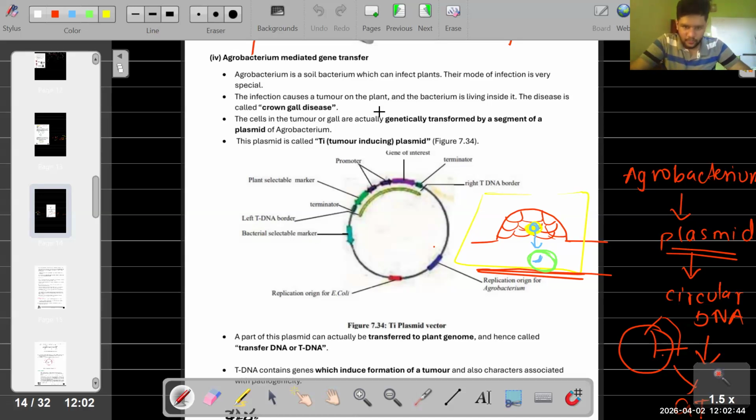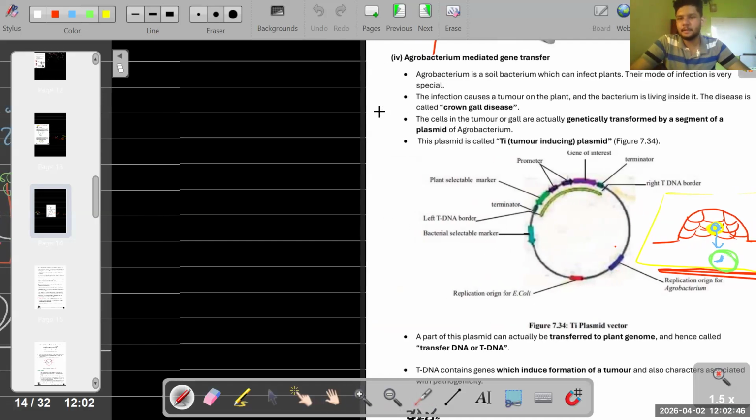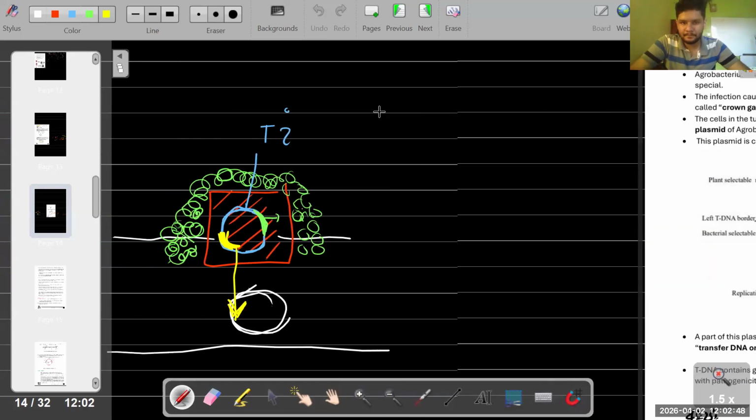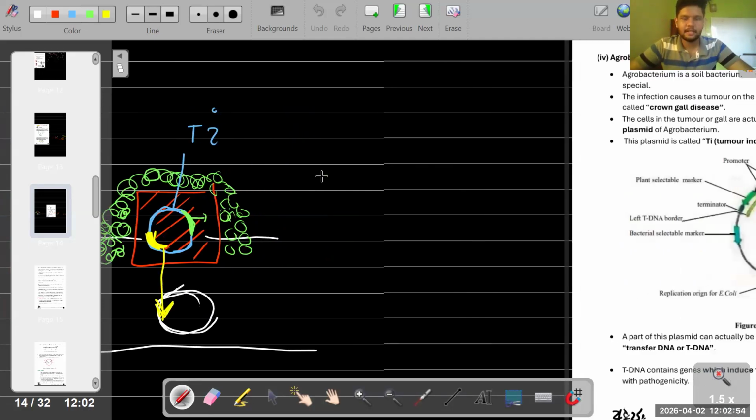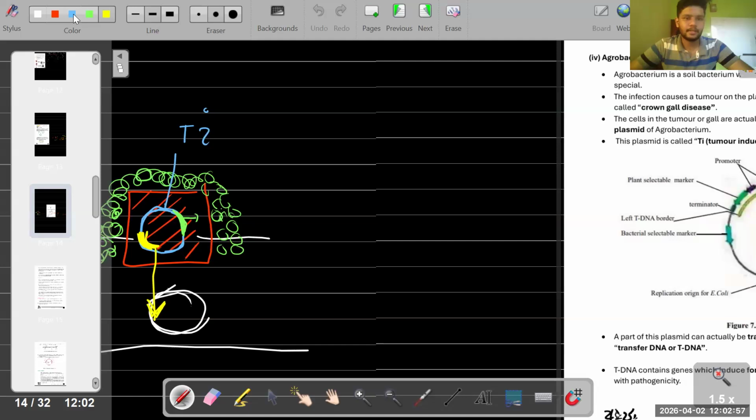Yes. So what happens is, now I'll draw the structure a bit enlarged for explanation. Don't panic. The same diagram, but a bit enlarged. So the green one. What is this green color one?